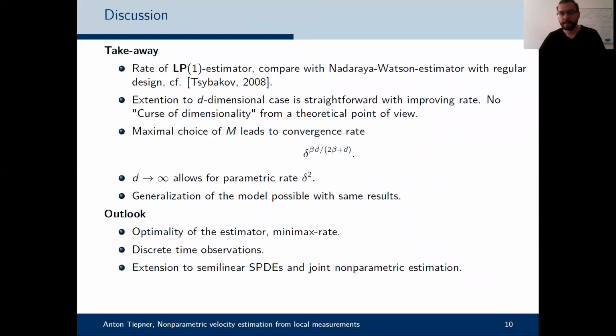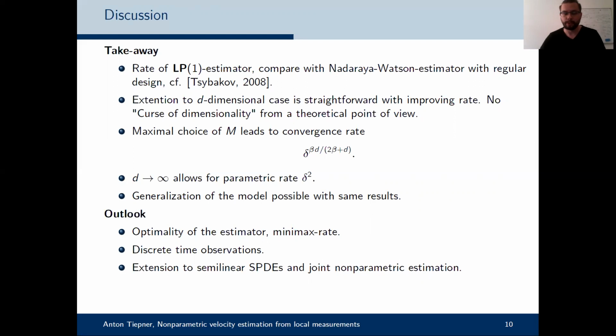So what have we learned? Well, first of all, we can obtain the same rate of convergence as for the local polynomial estimator of a degree of 1, even though we assume that theta is a local constant. This is kind of similar to the Nadaraya-Watson estimator in a regular design. And also, our result can be extended to the d-dimensional case with surprisingly improving rate. So there's no curse of dimensionality from a theoretical point of view.